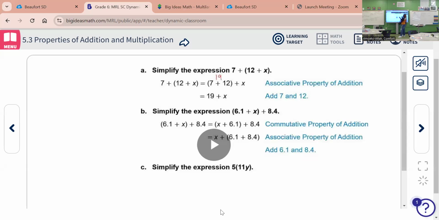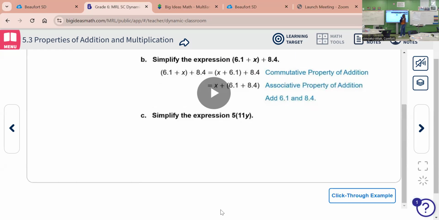Then we have 5 times 11y in parentheses. Use the associative property to regroup this. So I'm going to get 5 times 11 times y. Associative property means you group them. That means we are going to regroup this one.